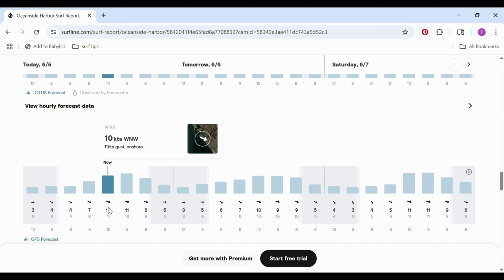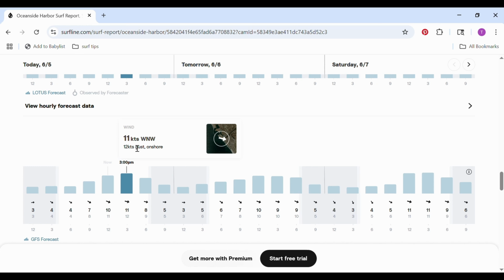It's 10 knots with 11 knot gusts, and it's really helpful to look at the gusts because that will also have an impact on the waves and whether or not they are a little more choppy or clean. And then as we get into the evening, it starts to mellow out again. So morning is usually the best time to go because it doesn't have the strong winds from the day that have been blowing across the ocean.